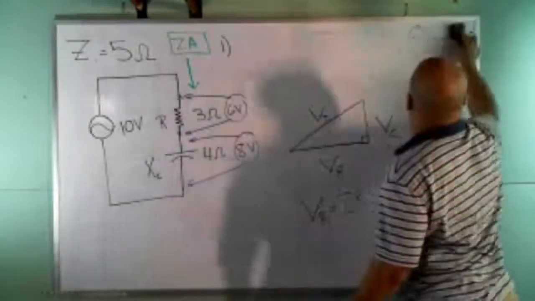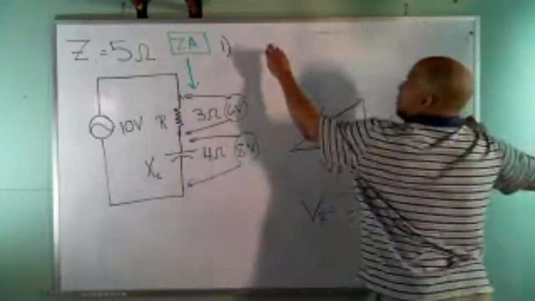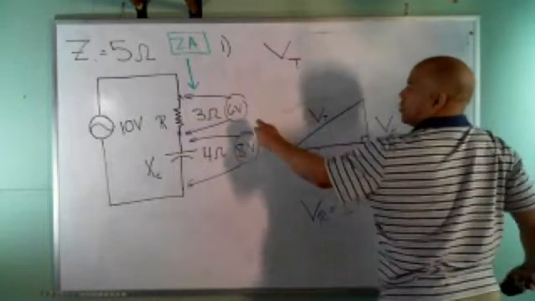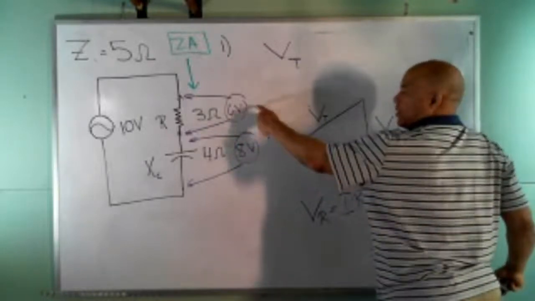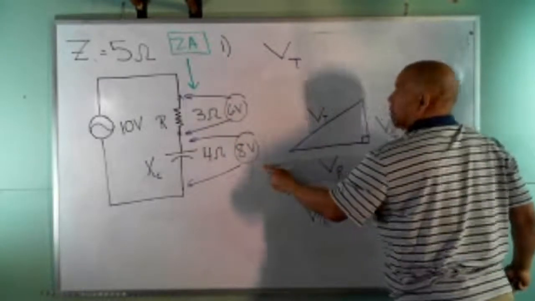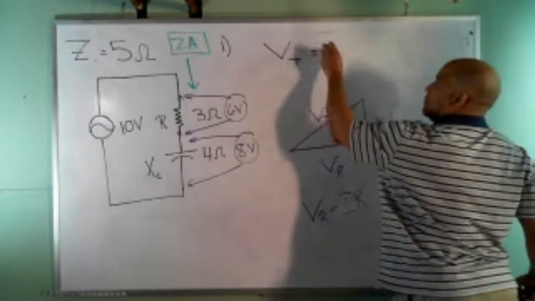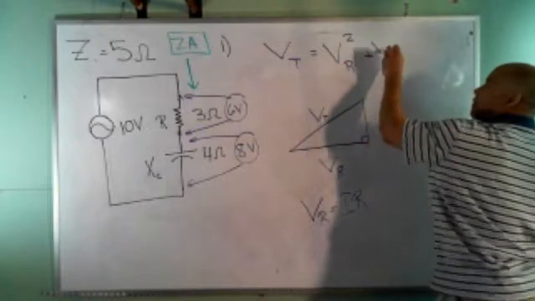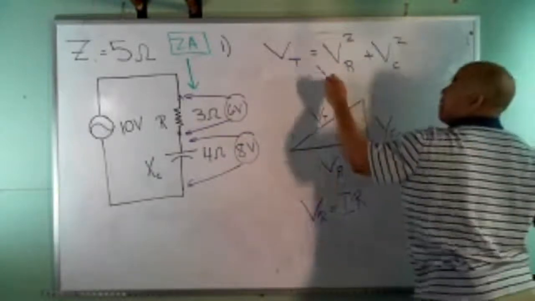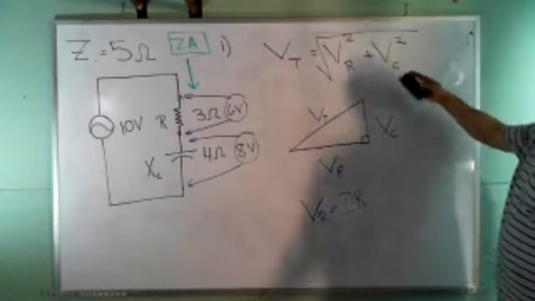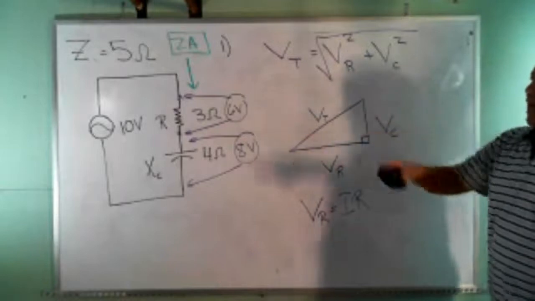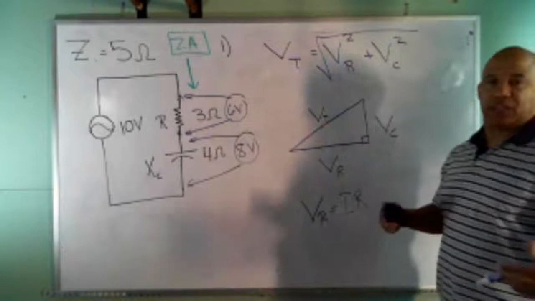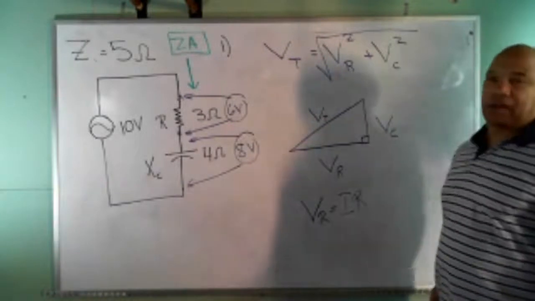Since that's a right triangle, total voltage is not equal to the voltage across the resistor plus the voltage across the capacitor. It's actually equal to VR squared plus VC squared, square rooted. That's Kirchhoff's voltage law when I have an AC circuit and I have reactance and resistance mixed together. That's how I can calculate the total voltage.